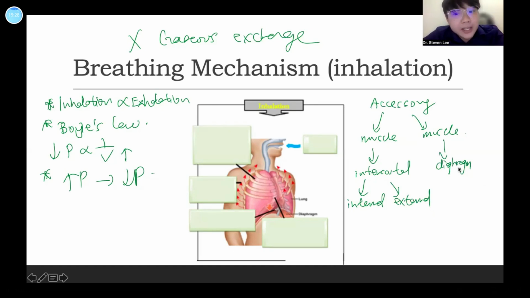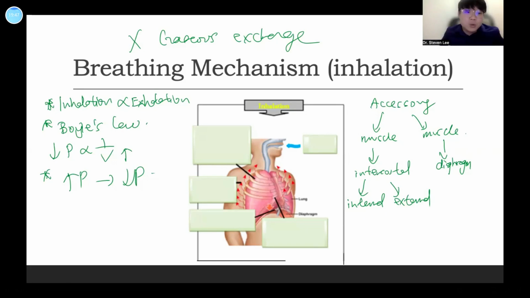So now the question is, why do we actually have 2 types of muscles? Why do we need 2 types of muscles? Kenapa? Can anyone answer me? Why can't we just use one? Increase or decrease volume, then I use one only, now I need 2. Contract and relax, I ask you, why do I need these 2 muscles?